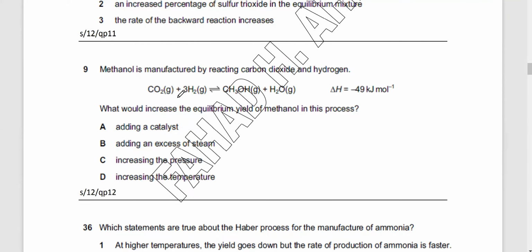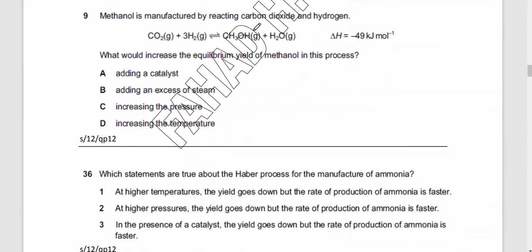So what would increase the equilibrium yield of methanol in the process? Methanol is this one. Adding an excess of steam? What will I do? Increasing the pressure, so favor the side with less. Okay, fine. So there's 2 moles and there's 4 moles on that side.